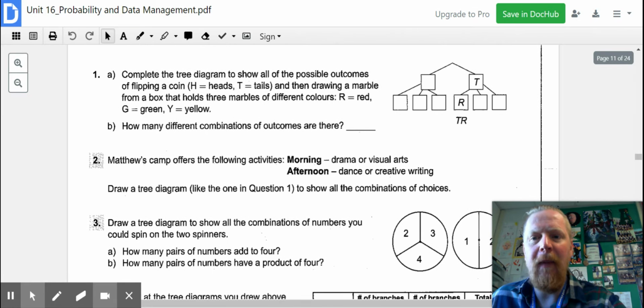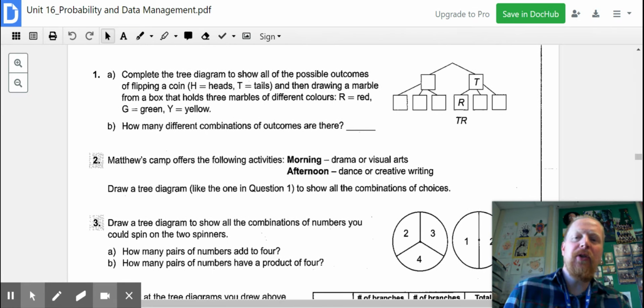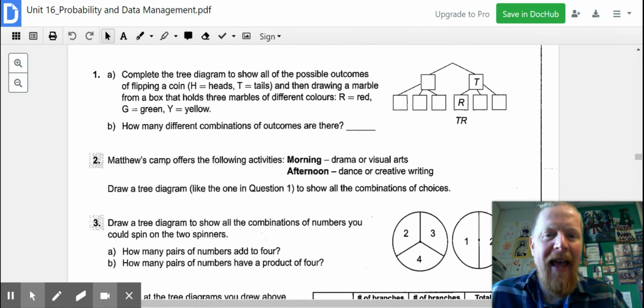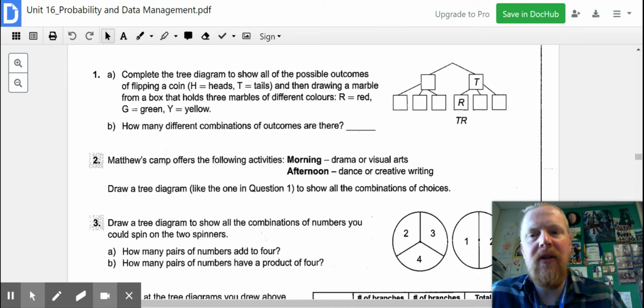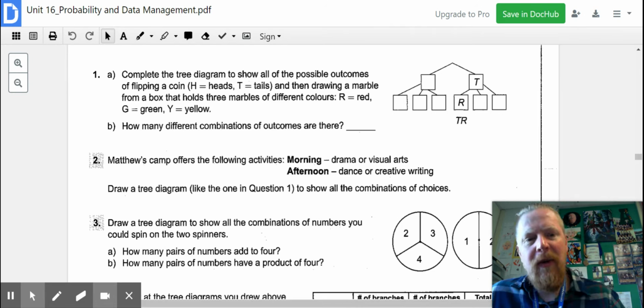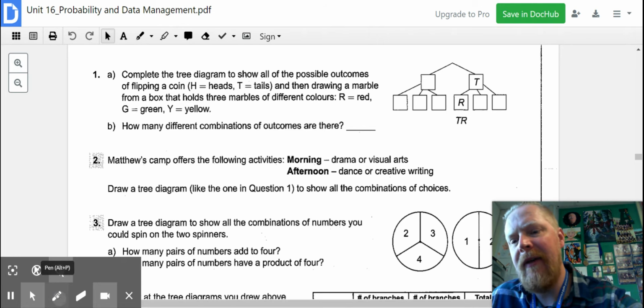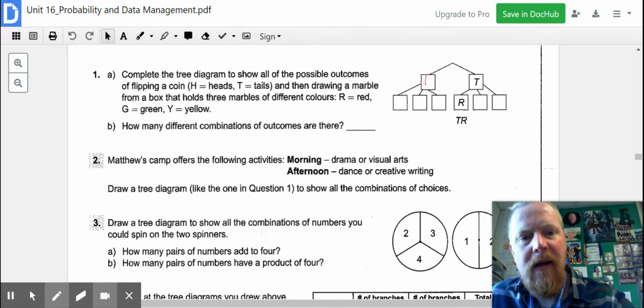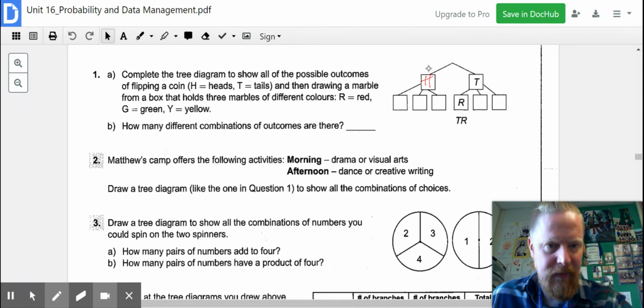Let's take a look at number 1. It says complete the tree diagram to show all of the possible outcomes of flipping a coin, H is heads, T is tails, then drawing a marble from a box that holds 3 marbles of different colors, red, green, and yellow. So we are doing heads and tails. Now, obviously, in our first event, which is flipping the coin, we have 2 options. It could be a heads or it could be a tails.